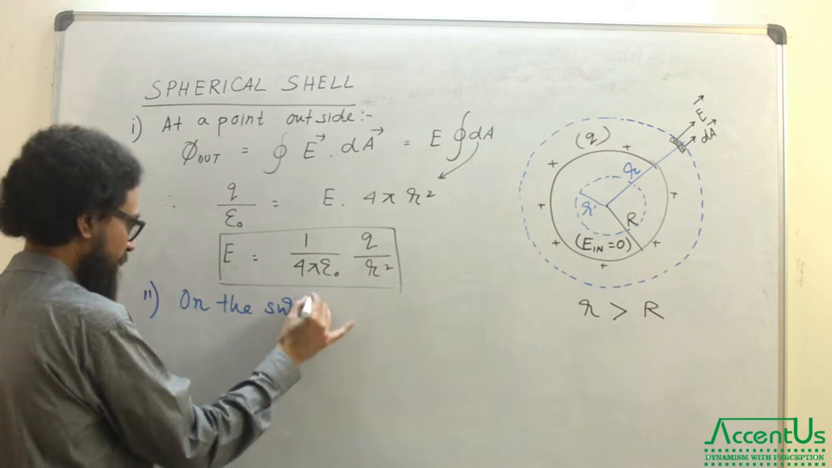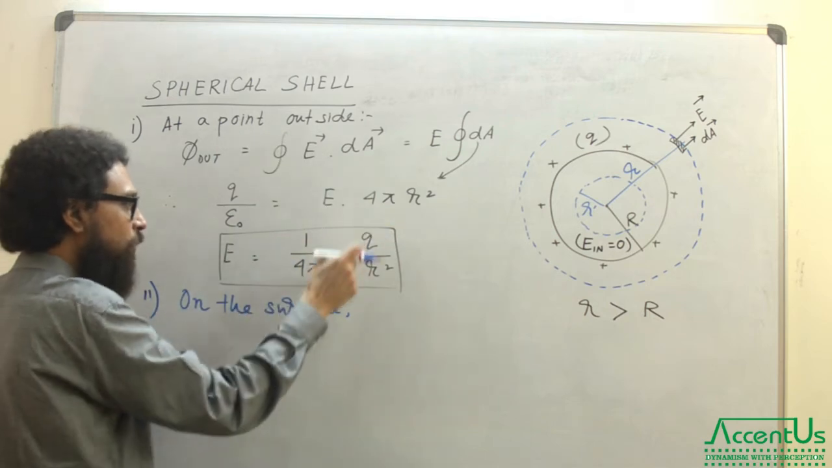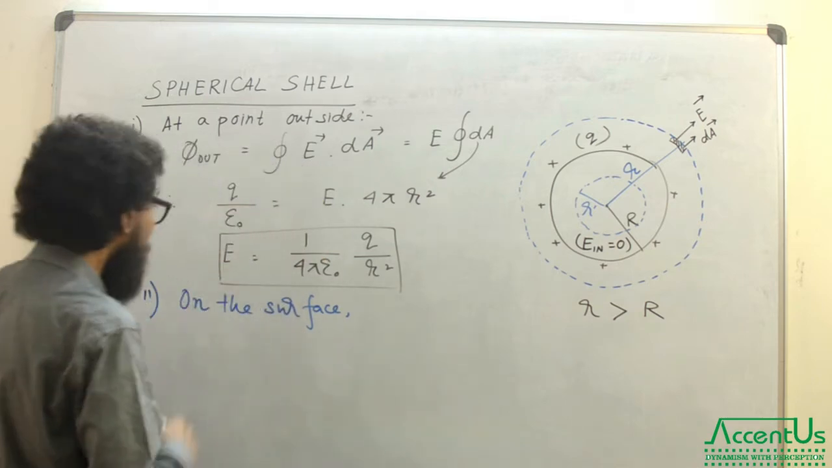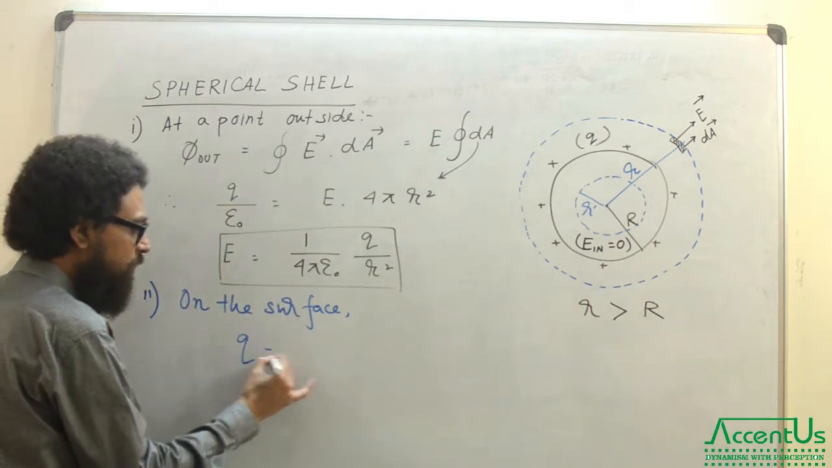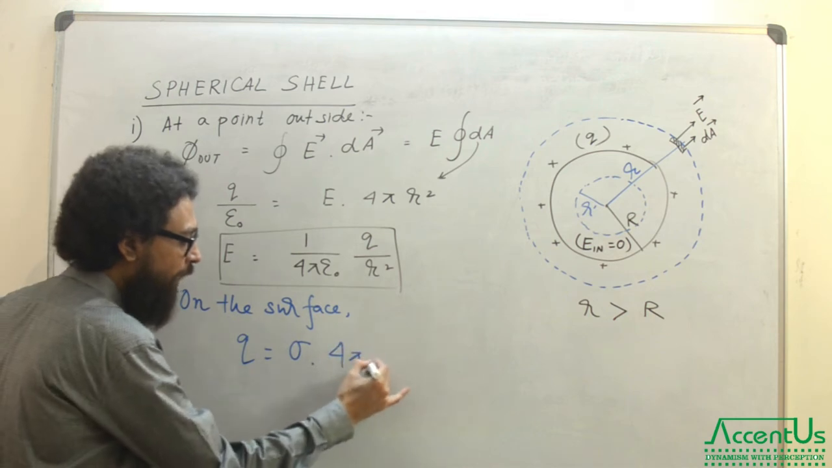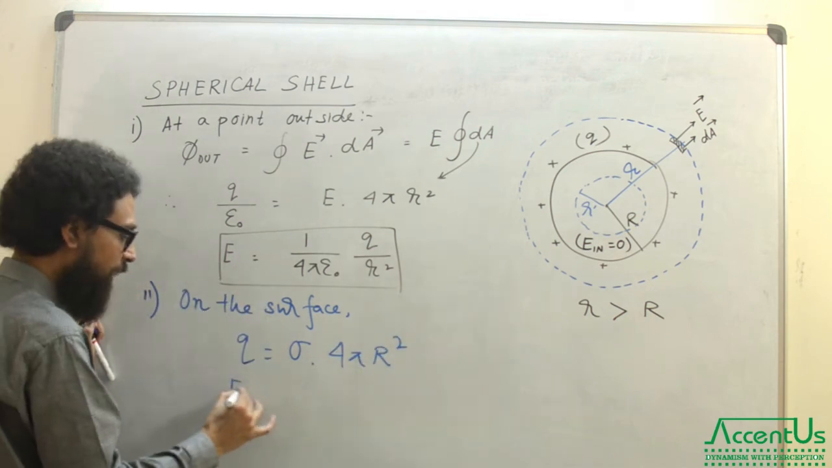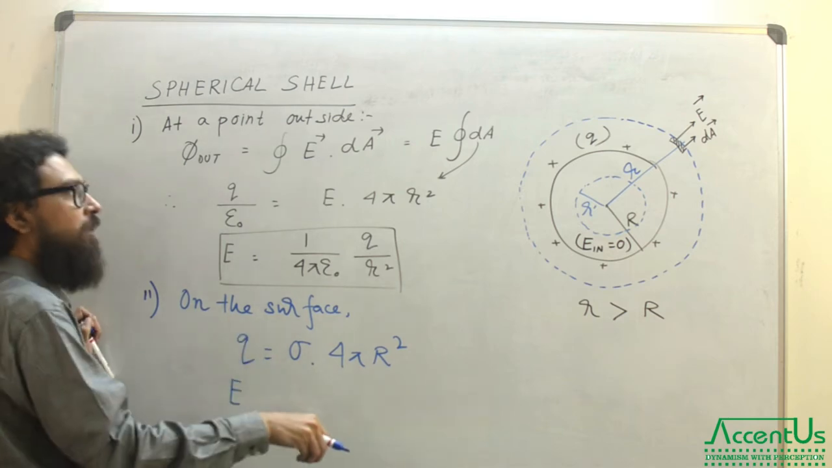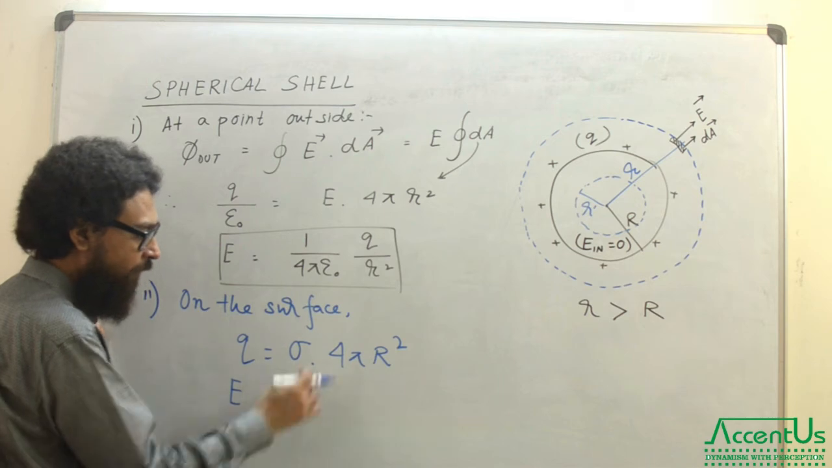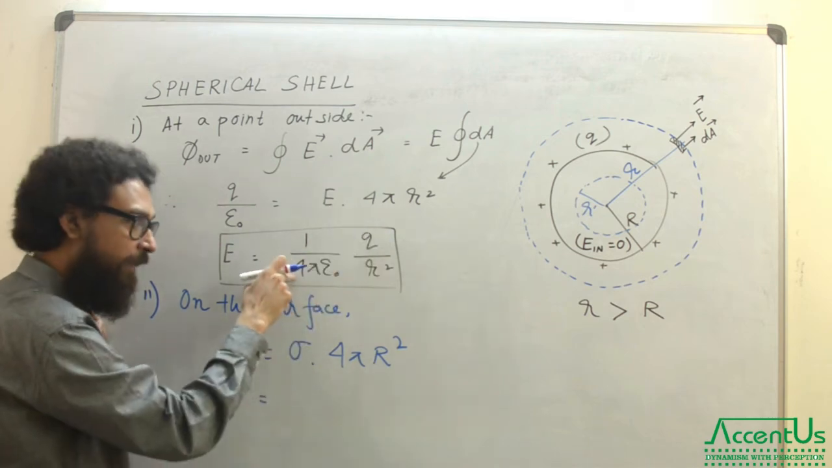So on the surface, you can do the same process. You will get 1 by 4 pi epsilon naught q by capital R square, because this boundary is up to capital R. But we can also have q equal to sigma into 4 pi capital R square, because that boundary is this. So what will be the electric field just at the surface? If I replace this, there is sigma, 4 pi will get cancelled.